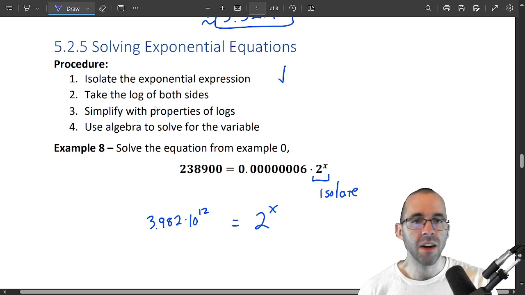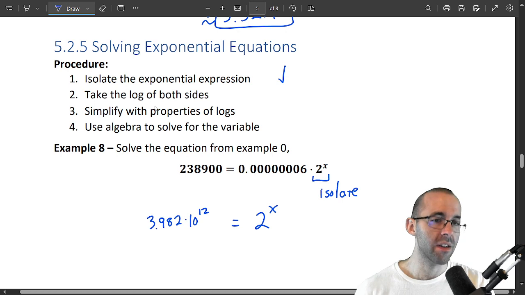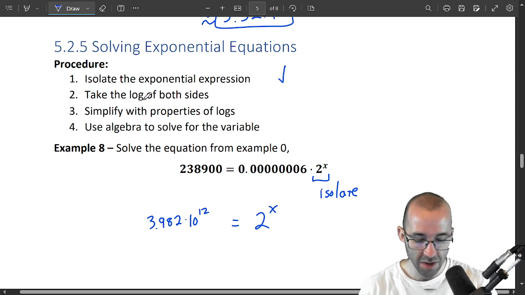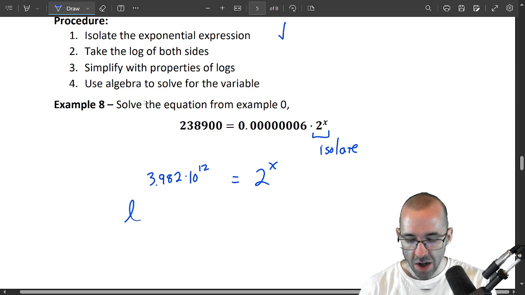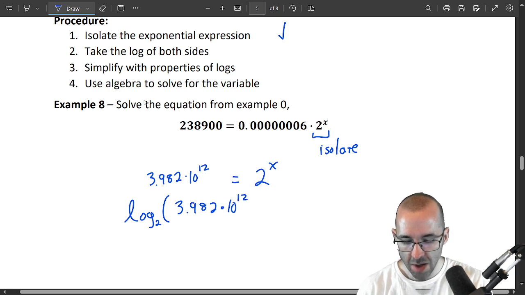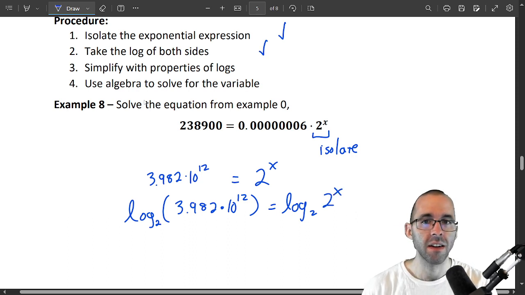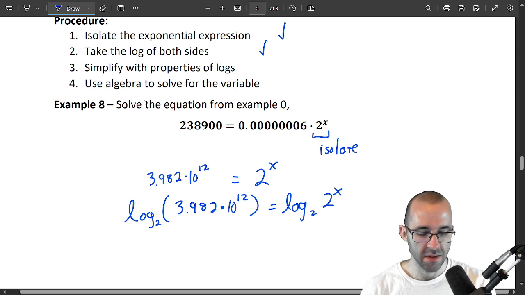And now you could do the common log, the natural log, any log you wanted. We need to take the log of both sides. For me, I think log base 2 of both sides makes a lot of sense because we have an exponential with base 2. So if we take log base 2 of both sides, we get log base 2 of this number, a huge, huge number, was log base 2 of 2 to the x. Step 2, check. Step 3 says simplify with properties of logs.